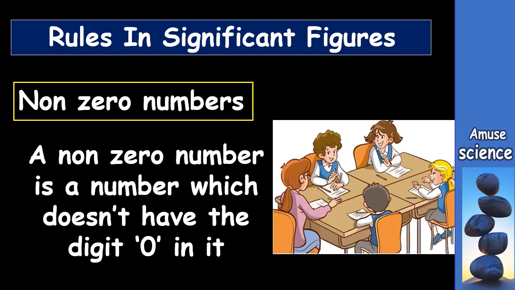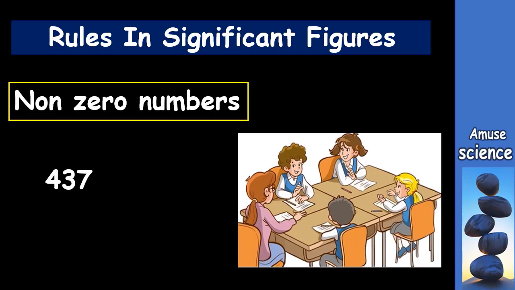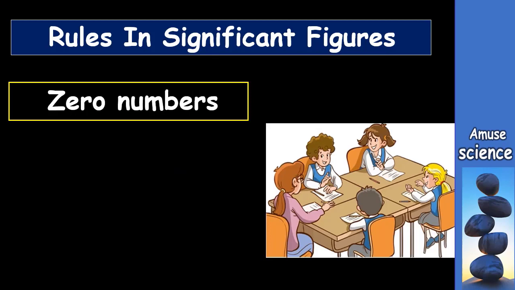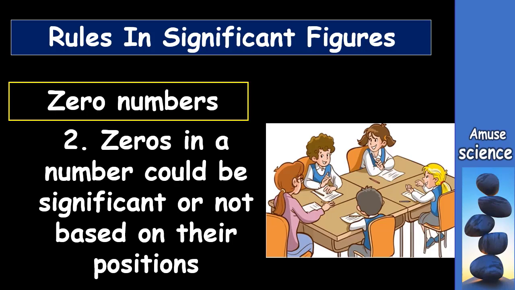So for example, 4372 is a non-zero number because all the digits are not zero. In this case, each of the 4 digits is significant. So 4372 has 4 significant figures. Alright, let's talk about the second rule. Zeros in a number could be significant or not based on the position of the zeros. In this case, we are going to talk about 3 types of zeros with regard to their position.